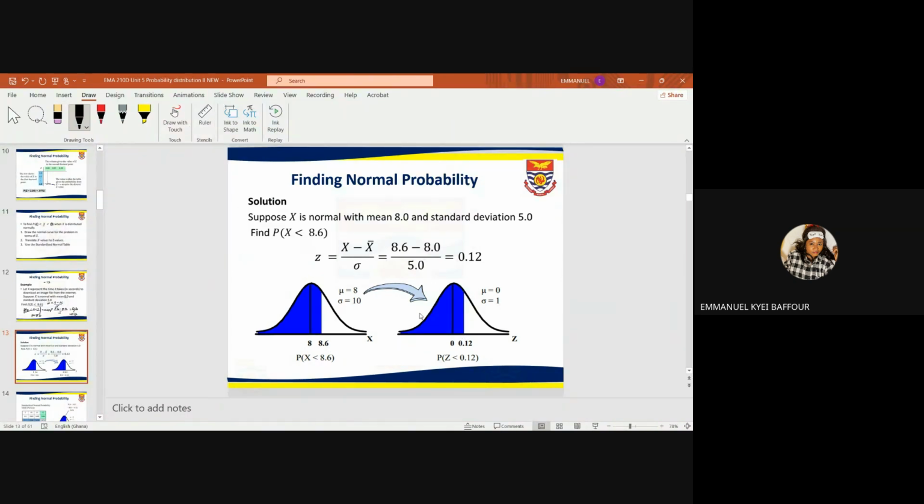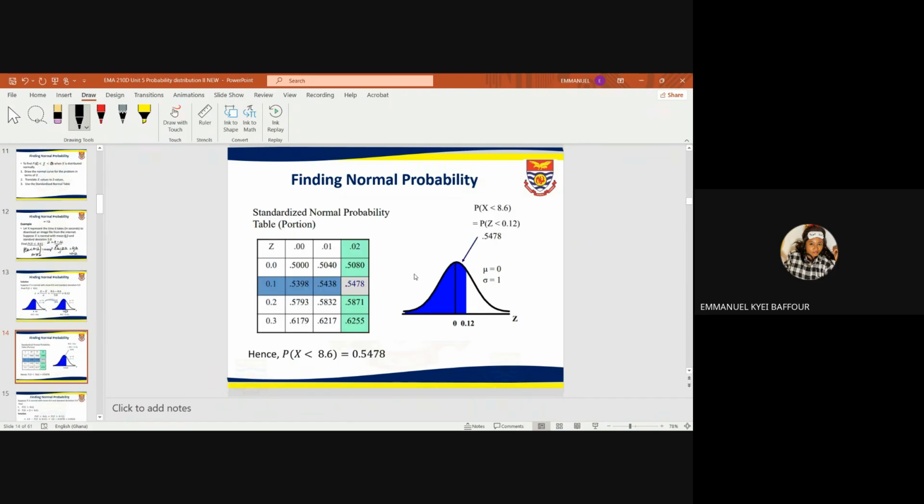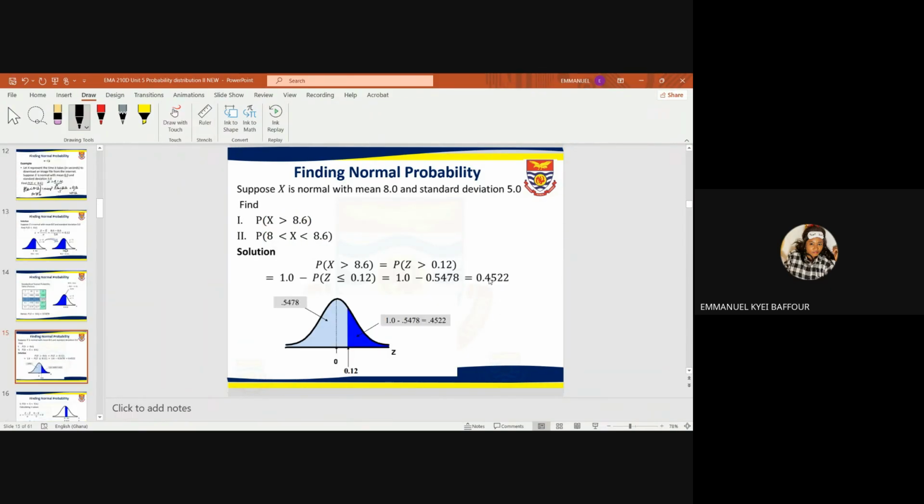So once you have this and your mean is 0, you've been able to calculate the z-score and you had 0.12. So the rest is for you to go back to the table and do that calculation. So this is the same thing that has been done here. So there is another question that suppose X is normal.